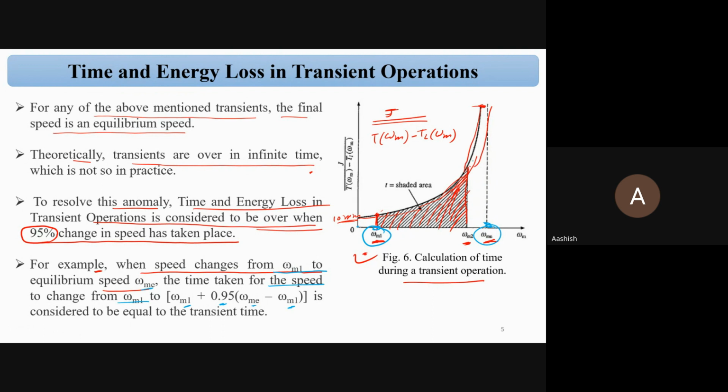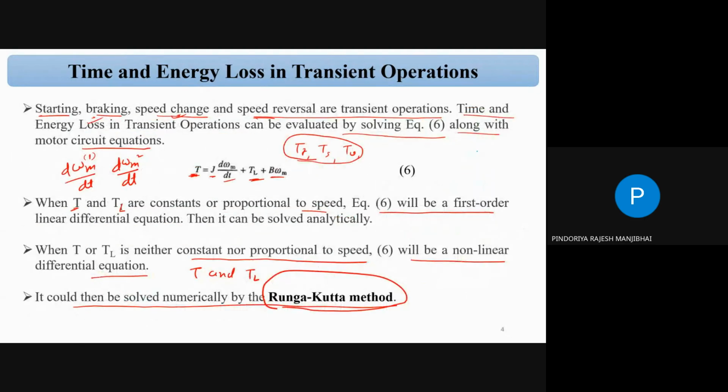How do we obtain that J by T omega m minus TL omega m from the dynamic equation, sir? Can you just repeat your question? How do we obtain this J divided by T on the y-axis from the dynamic equation, sir? So this is your equation, correct? T equals J d omega by dt plus TL plus B omega m, correct?